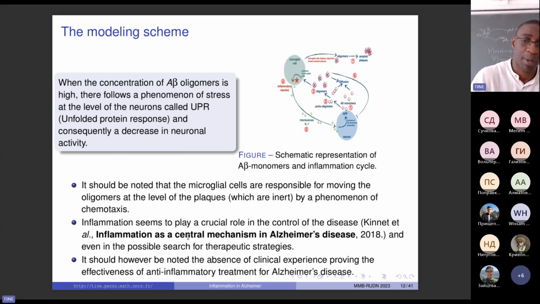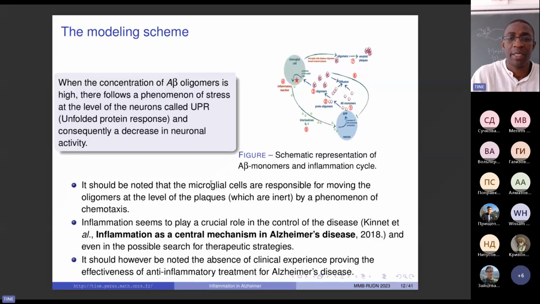And this paper was published in 2018. It also covers possible research for therapeutic strategies. So when we understand how inflammation affects the disease, we can imagine some therapeutic strategy in order to help patients with this disease, because at this time, of course, we cannot cure it.